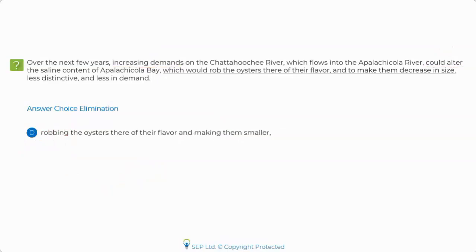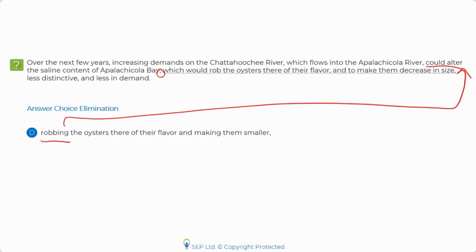D is the correct answer. Comma plus ing. If I have a comma plus ing, this is modifying could alter. All right. So robbing is modifying could alter. So increasing demands could alter the saline content of the bay. And by doing this, robbing the oysters there of their flavor and making them smaller. So robbing and making them smaller are parallel. Absolutely. And both of them are modifying, altering the saline content. So by altering the saline content, the oysters would lose flavor, would become smaller, would become less distinctive and less in demand. D is correct.